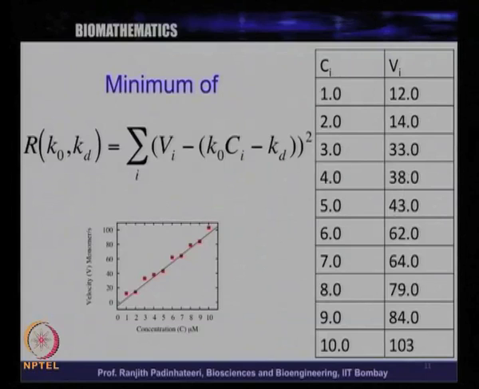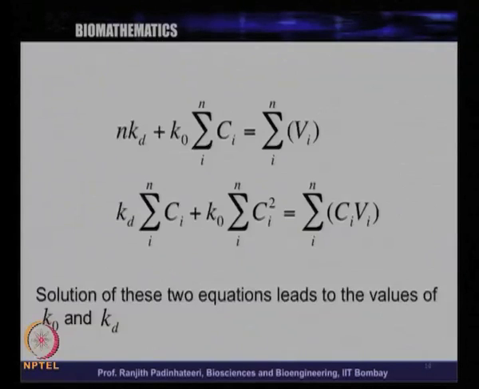From this particular table, it is easy for us to calculate sum over i Ci. It is easy for us to calculate sum over i Vi. We can also calculate sum over i Ci square. We can also calculate sum over i Ci Vi. Just sum over all the x axis numbers in the first column, sum everything in the second column. So this is all essentially some numbers.